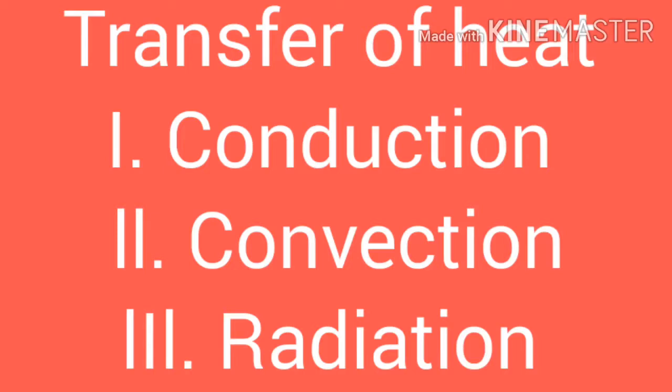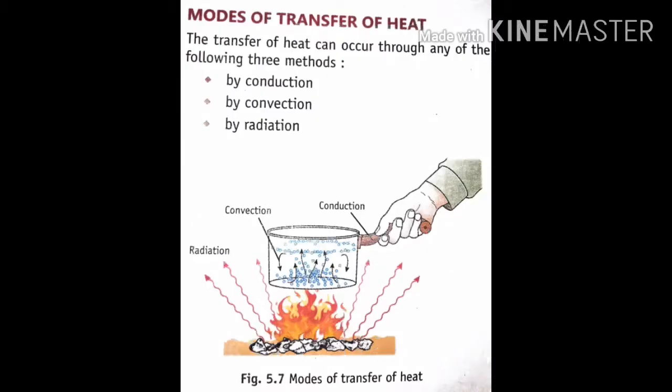These are the three ways heat transfers from one object to another, that means hotter object to cooler object. In solids, heat is transferred by conduction. In liquids and gases, heat is transferred by convection. And in empty space or vacuum, heat is transferred by radiation.